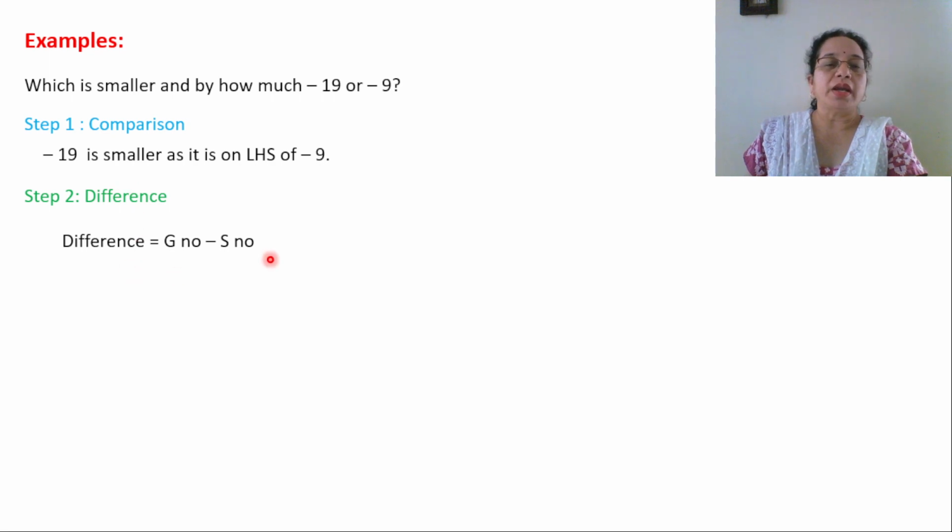Difference is greater number minus smaller number. So which number is greater? If minus 19 is smaller, so definitely minus 9 will be greater. So write down this minus for minus, and the number is minus 19. Number goes with the sign. Two negative signs are there, so this number we will write down in bracket. Now negative of a negative will become positive. Signs are different, subtract the number, and the greater number's sign will come in the answer. So the answer is plus 10.